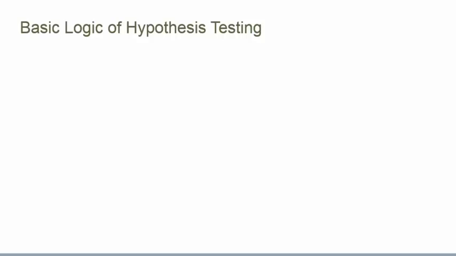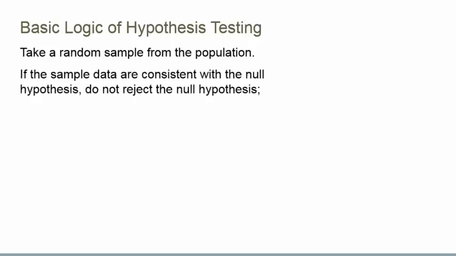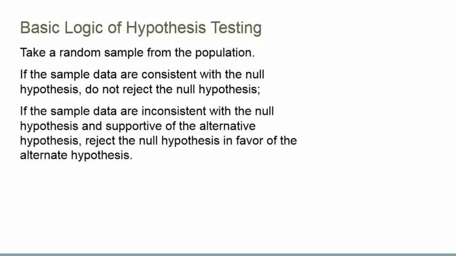Basic logic of hypothesis testing. Take a random sample from the population. If the sample data are consistent with the null hypothesis, do not reject the null hypothesis. If the sample data are inconsistent with the null hypothesis and supportive of the alternative hypothesis, reject the null hypothesis in favor of the alternate hypothesis.